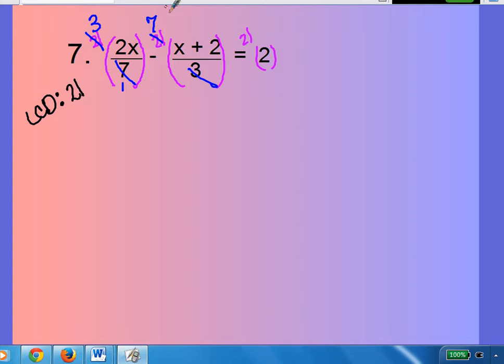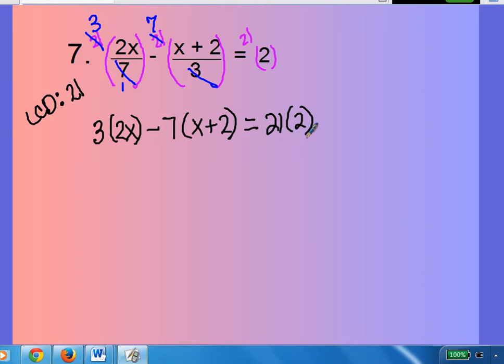Alright, so now let's go ahead and write what we have now. We have 3 times 2x, we don't need to put a 1 under it, minus 7 times the quantity x plus 2 equals 21 times 2. Now we're going to distribute, get rid of our parentheses. So here we get 6x.